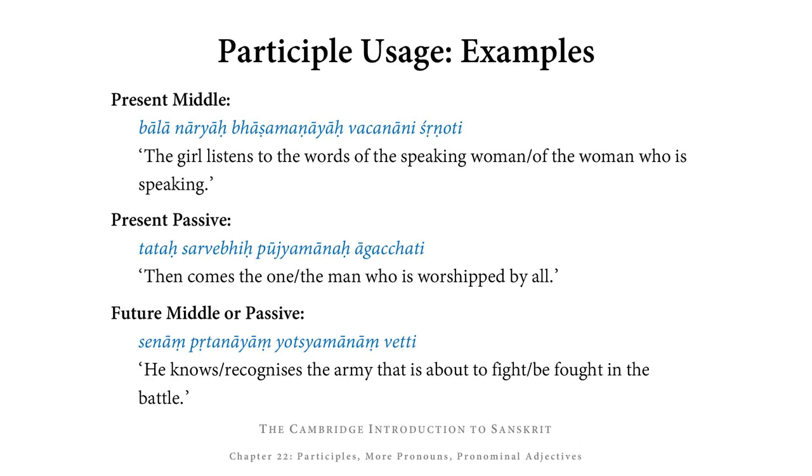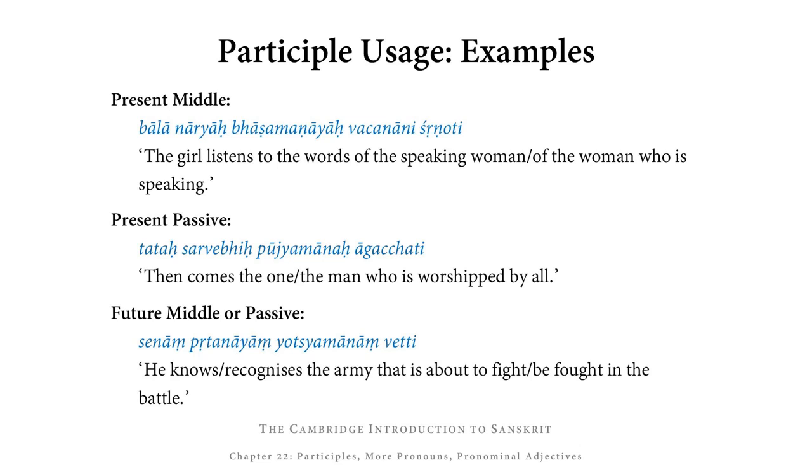Let's look at a few more participle examples, but this time in context. First of all, a present middle participle. Bala, naryach, bhashamanayach, vachanani shrunoti. Bala, the girl. Shrunoti, listens to or hears. Whom or what? Vachanani, the words of whom? The words naryach, of the woman, and the woman is described as bhashamanayach, of the speaking woman. In better English, we would translate this as the words of the woman who is speaking.